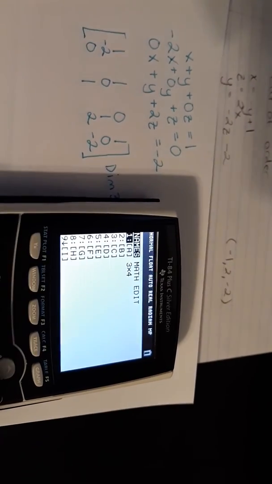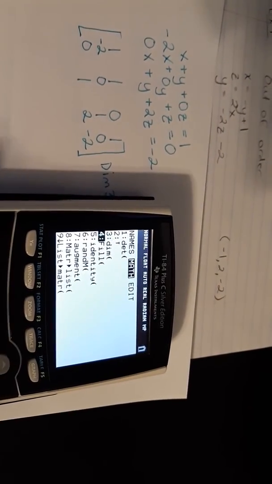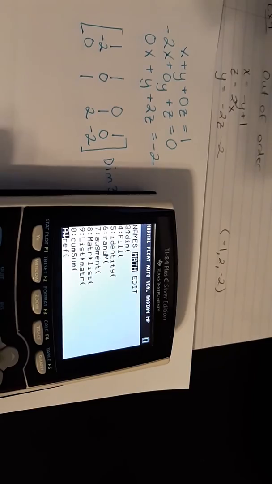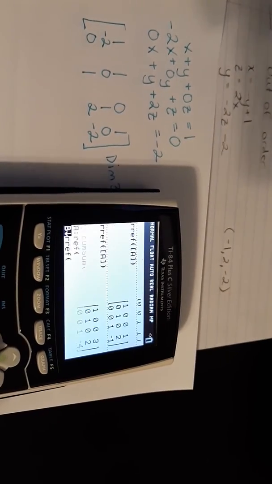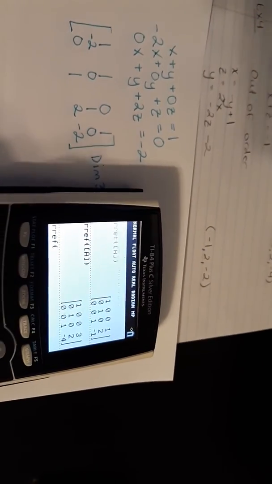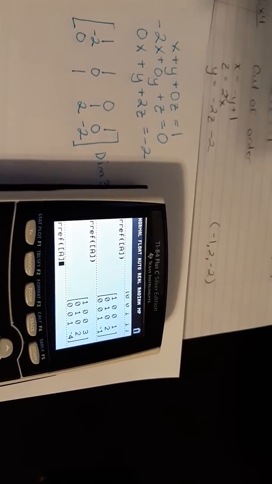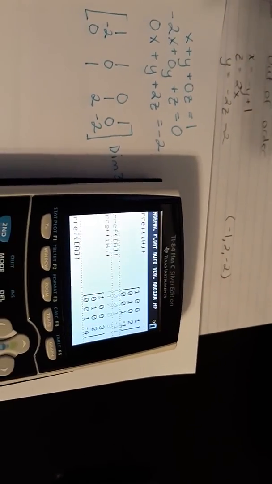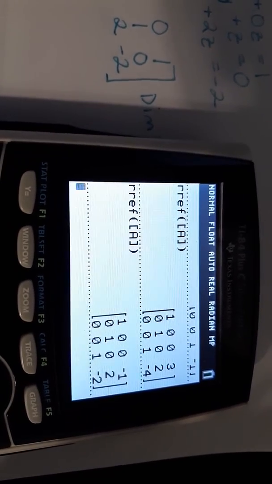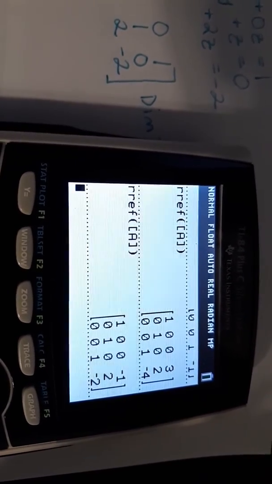Second matrix again, over to math. Down, down, down, down, down. Rref. Second matrix one more time. Hit enter for A. Close parentheses. You should see the identity matrix and -1, 2, -2. So my answers are -1, 2, -2.